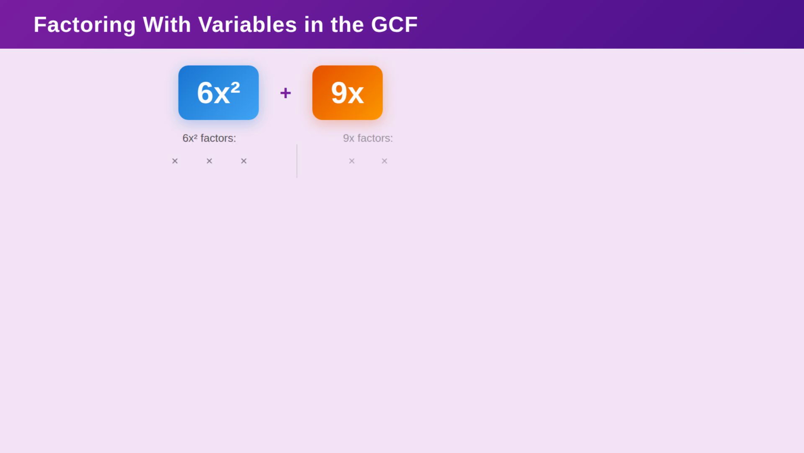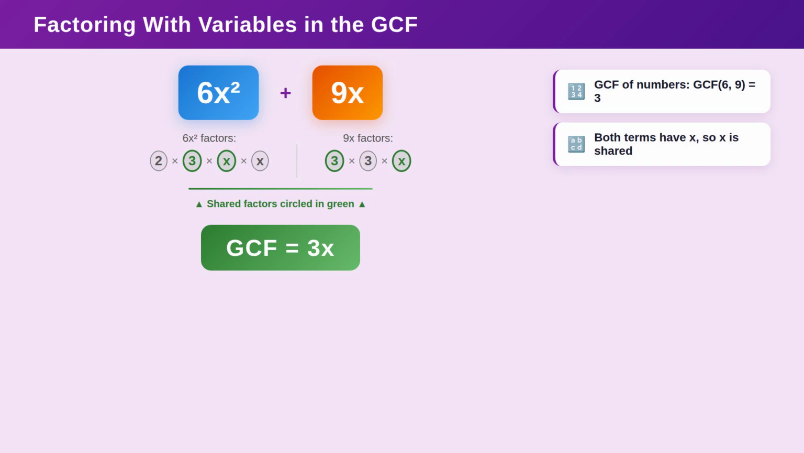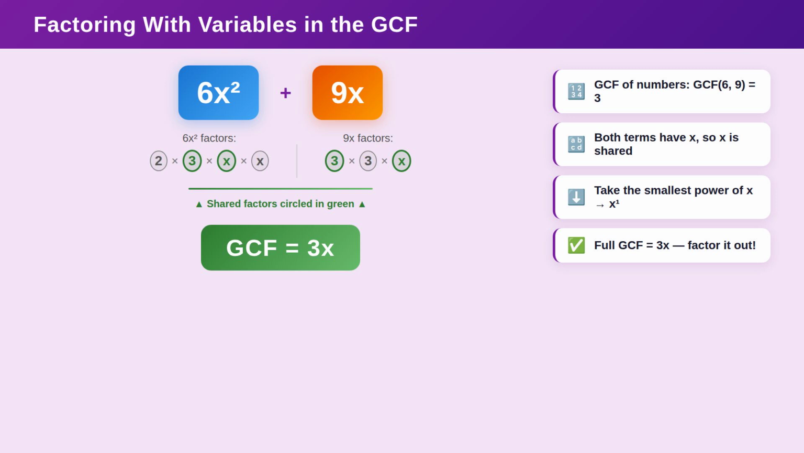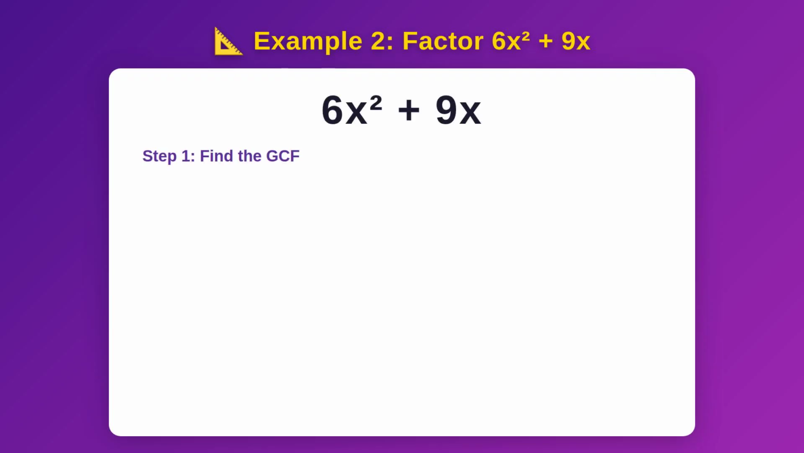Now here's where it gets really interesting. Sometimes the GCF includes a variable, not just a number. Say you have 6x squared plus 9x. Both terms have an x in them, right? So x is part of the GCF too. For the numbers, the GCF of 6 and 9 is 3. For the variables, both terms have at least one x, so x is shared. When variables are involved, always take the smallest power. Here, that's just x to the first power. So the full GCF is 3x. This trips a lot of students up, but once you see it, you can't unsee it.